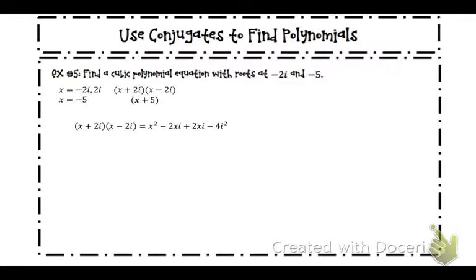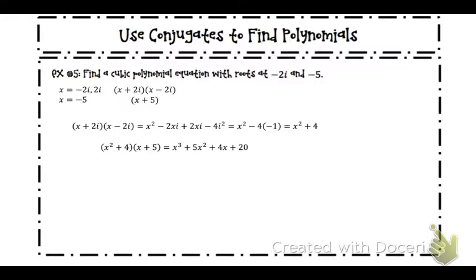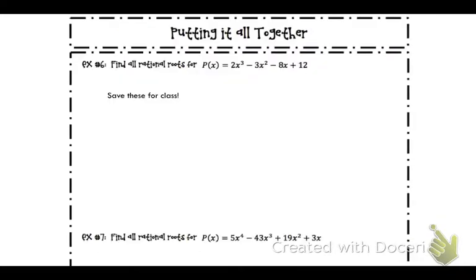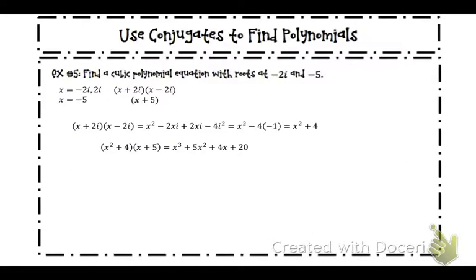Now I'm just going to multiply them out. So x plus 2i and x minus 2i multiplies to be x squared plus 4. Then I'm going to multiply x squared plus 4 by x plus 5. It's x cubed plus 5x squared plus 4x plus 20. So that is our cubic polynomial right there. It's cubic, we have a 3. That arrow is supposed to go right there. So we're good. Okay?